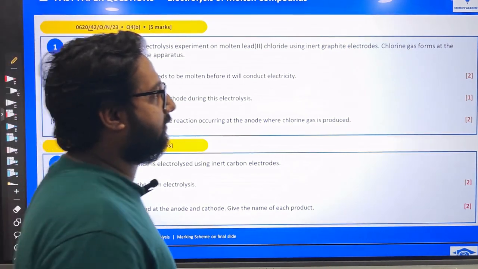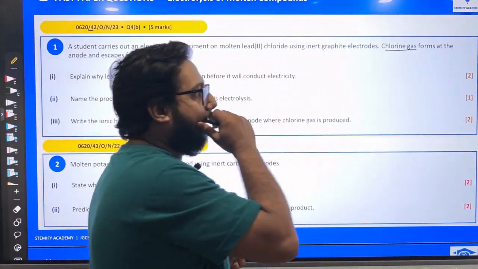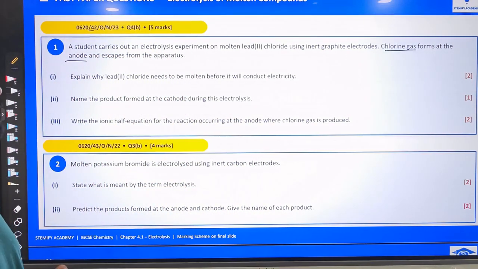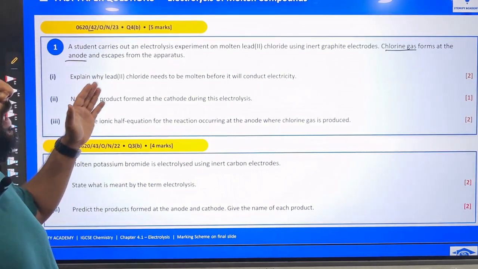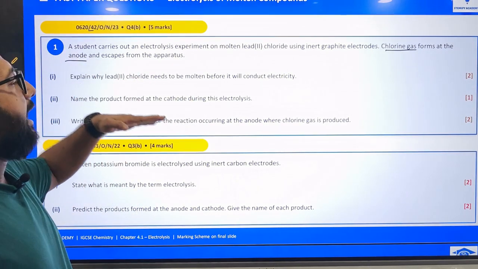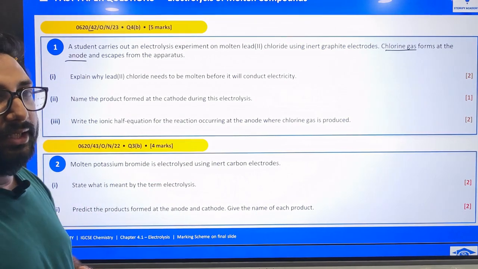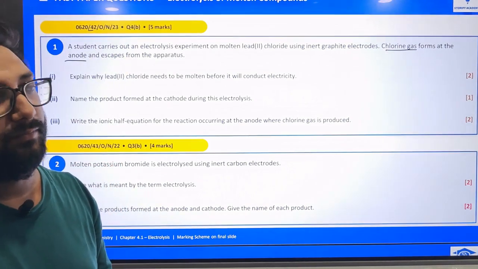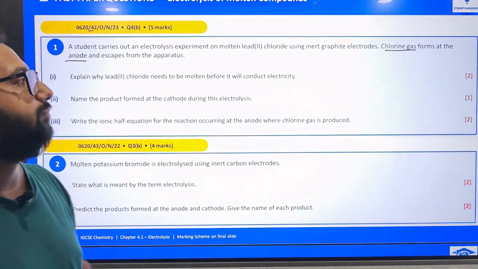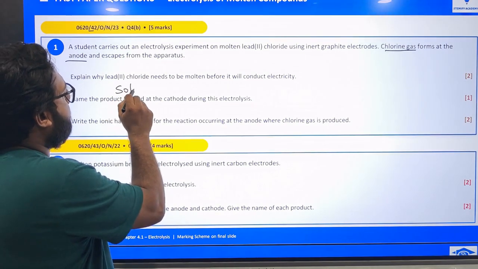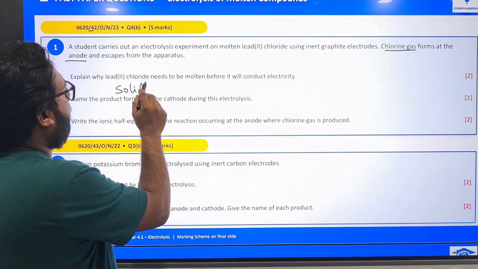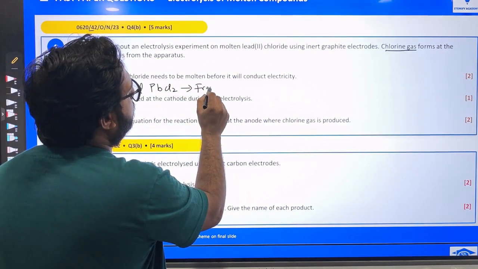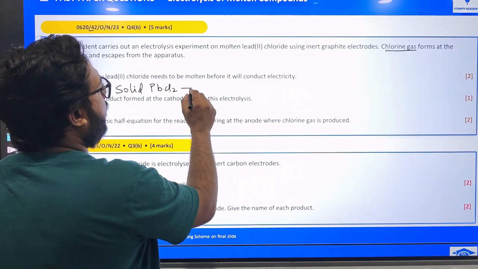As we have learned just now, the chlorine gas, that means non-metals, are obtained at anode. Right. So it is saying the chlorine gas is obtained at anode and escapes from the apparatus. It is asking us to explain why lead chloride needs to be molten before it will conduct electricity. So the reason here is that in the solid lead chloride, that means PbCl2, it does not have any free ions. So it has no free ions.